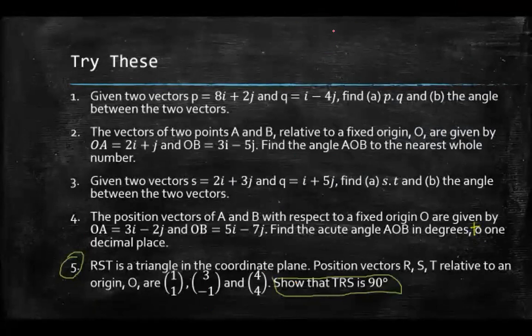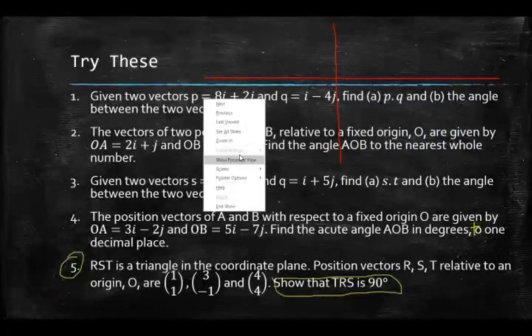So if I have my Cartesian plane, I'm just drawing it on this thing, so you can see. Actually, no, let me go to the other one. So it's 1, 1, 3, minus 1, and 4, 4. Because I told you we should draw it. But even if you draw it, you still have to do the dot product.